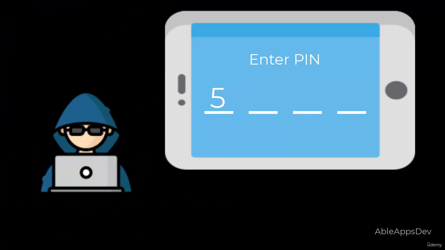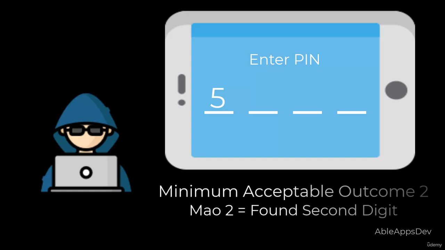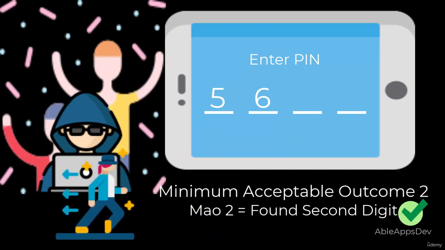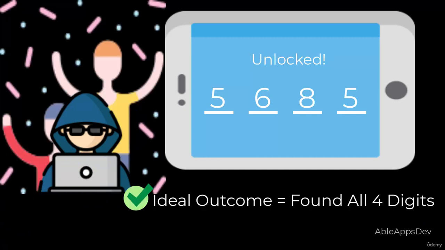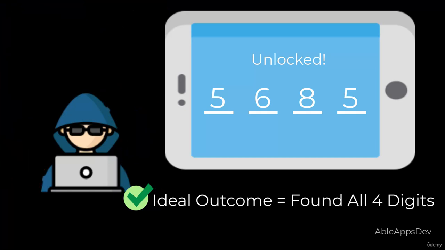So you start to create another minimum acceptable outcome, which would be to find the second digit. And then you start trying numbers from 0 to 9. One of them is going to work. You will get your second victory. You may want to do a moonwalk, but then this process continues till you get all the 4 digits. That's your ideal outcome. Prompt engineering is a lot like this.